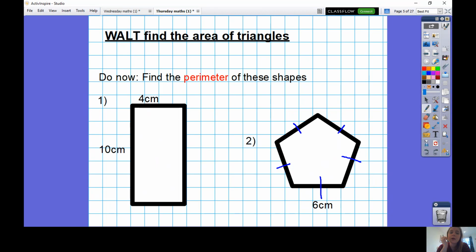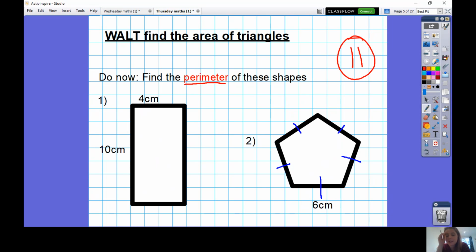Please can you write your date and WALT on a piece of paper? The WALT is to find the area of triangles. Your do now for today is to find the perimeter, and remember that's the measurement around the outside of a shape. The first one is a rectangle, and we learnt how to find the perimeter, the outside measurement of a rectangle yesterday. The second one, you'll notice, is a different shape. I'm going to let you have a go at it before I give you any clues because I want you to see if you can do it independently. Pause the video, write the date, WALT, and have a go at those 2 do now questions.